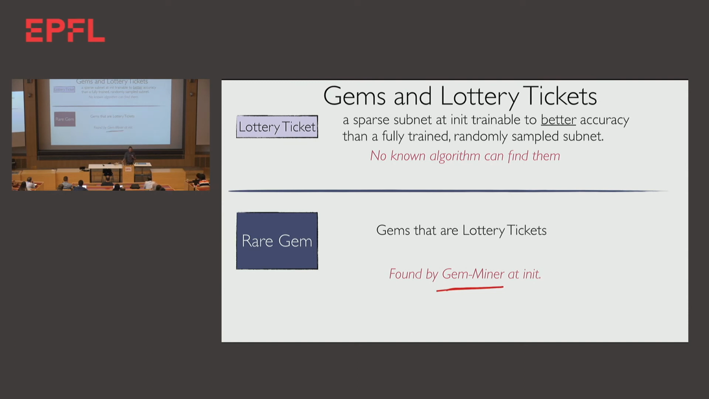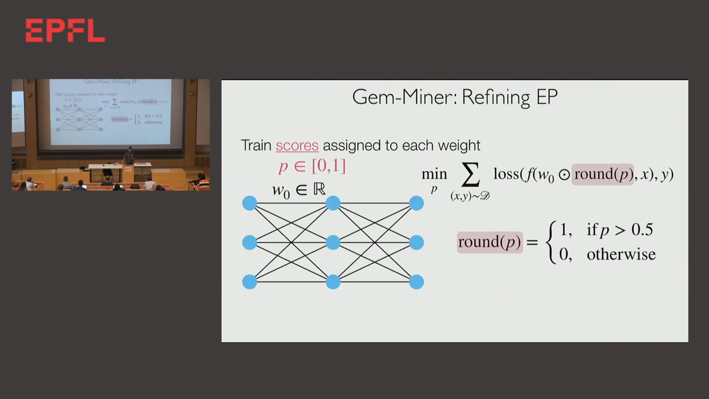I'll explain how the algorithm works, but I just want to make sure the distinction is clear. The rare gems are lottery tickets. They're special, but also special in an extra way. Which way? They're very accurate before you train them, okay? So how do we achieve that? We do some learning before pruning, some learning at initialization. I'll try to explain the algorithm. It's pretty simple, and I would argue not very novel. Ideas like that have appeared in the literature of compressed sensing.